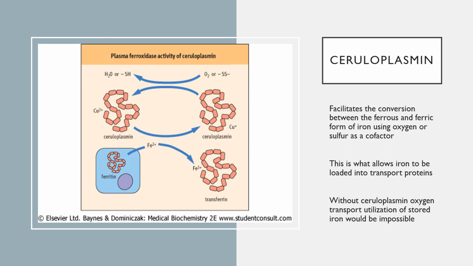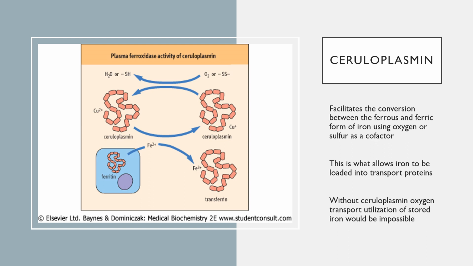Ceruloplasmin also has been theorized to have some other functions. It may act as an antioxidant in some situations as well, and really it's still being studied. We don't know the full extent of its activities. It uses either sulfur groups or oxygen as a cofactor, as well as the embedded copper atoms in the structure.